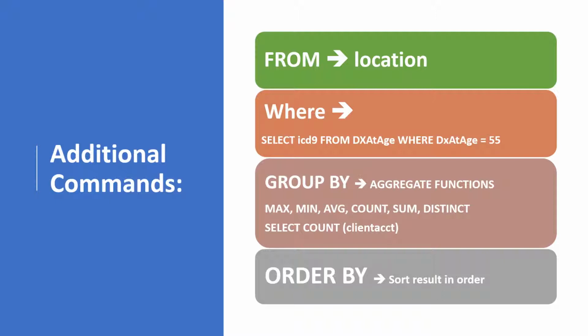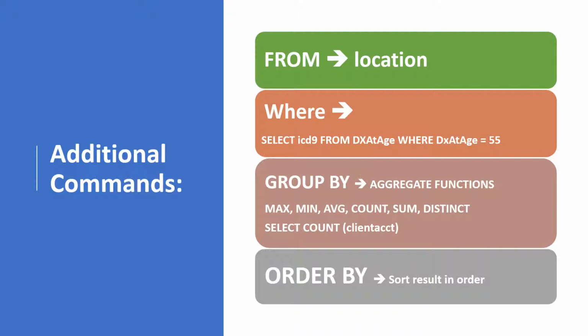Additional commands such as from, where, group by, and order by give us the ability to organize and manipulate data queries. For example, the from clause indicates the location of the data. The where clause is used when you want to retrieve specific information from a table, excluding other irrelevant data. For example, we select a column name from a table where the age is equal to 55.